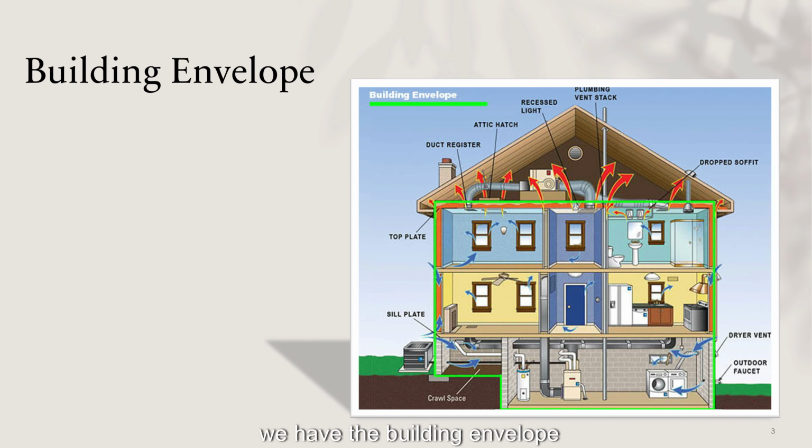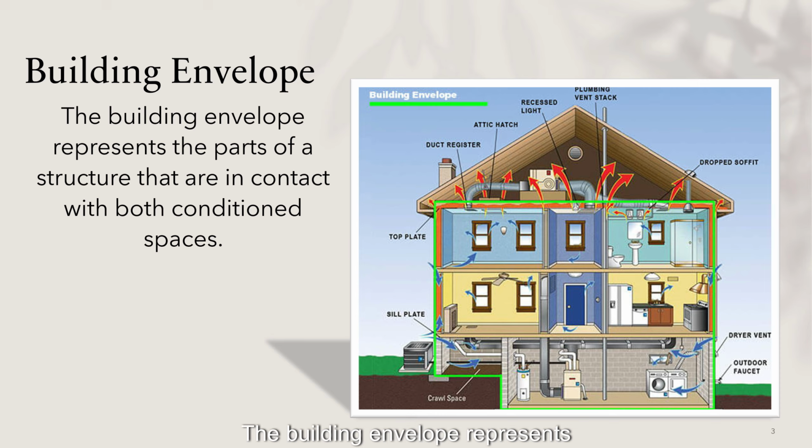Moving on, we have the building envelope. The building envelope represents the parts of a structure that are in contact with both conditioned spaces. So if we look at the picture here, you'll notice that everything in green highlights the building envelope. So that is the interior structure, the places that are going to be comfortable, the conditioned space. Those are some of the words that we use to describe the building envelope itself.